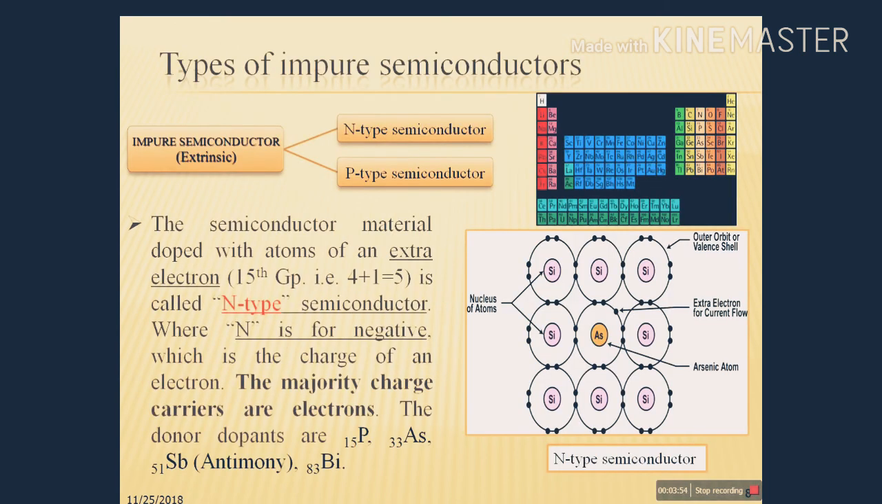Now, types of impure semiconductors. Impure semiconductors are also called extrinsic semiconductors. There are 2 types, N-type and P-type semiconductors. The semiconductor material doped with atoms having an extra electron, that is group 15, is called N-type semiconductor, where N is for negative, which is the charge of an electron. The majority charge carriers are electrons. The donor dopants are phosphorus, arsenic, antimony, bismuth.